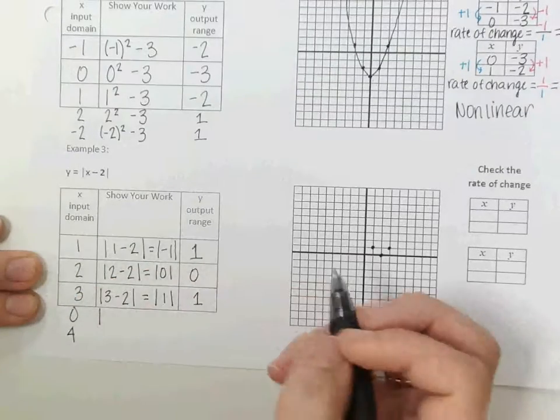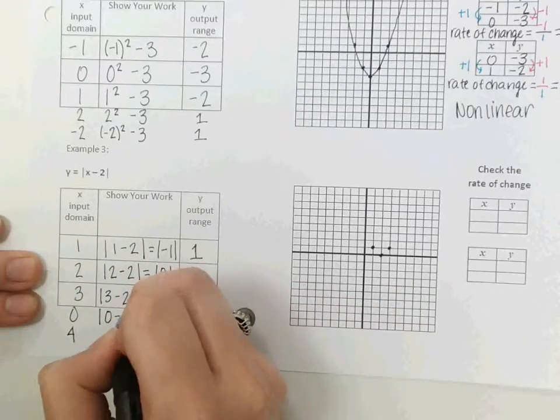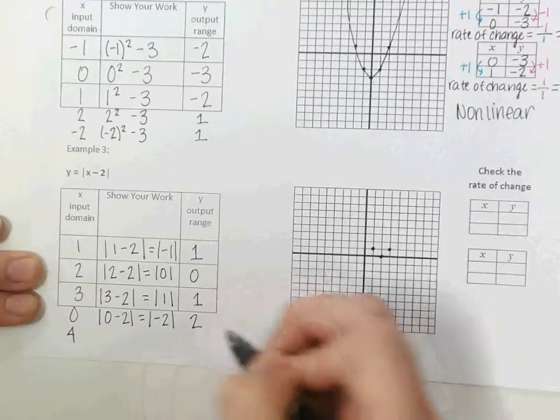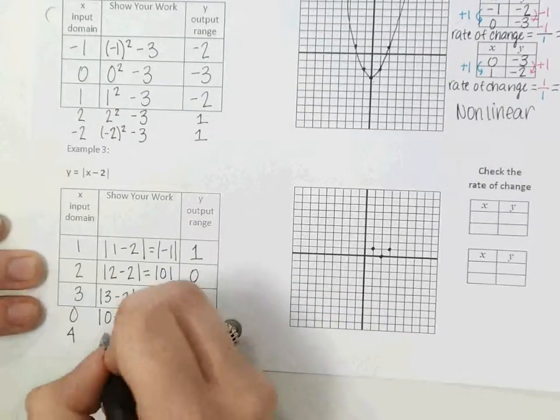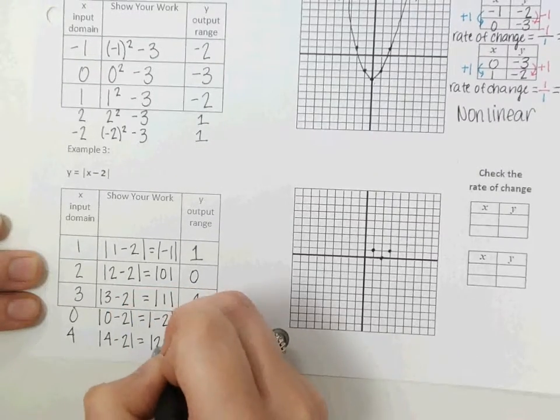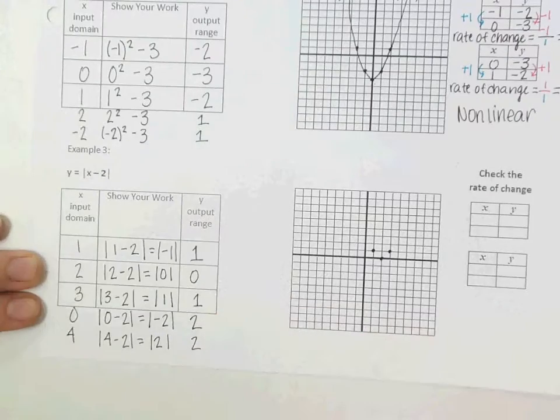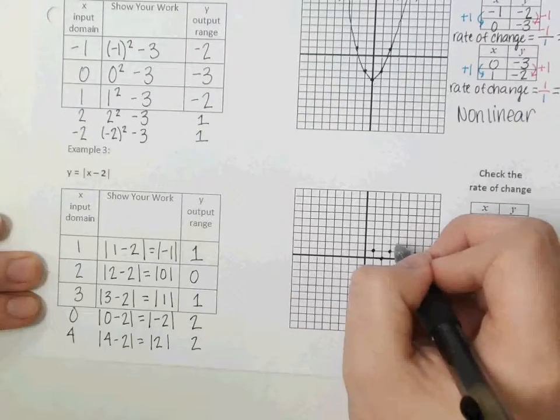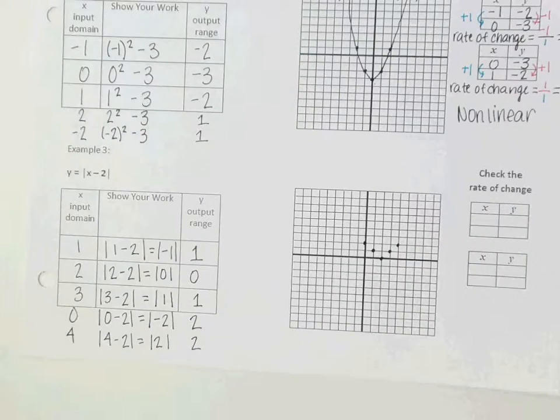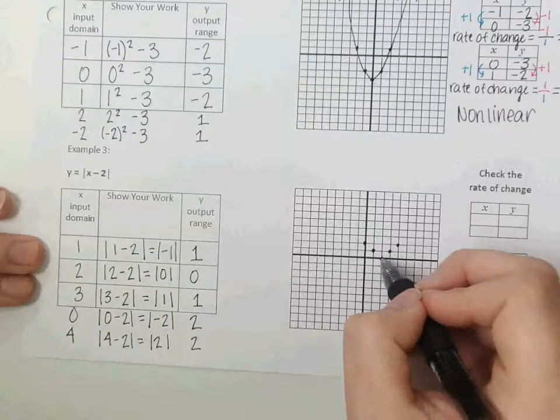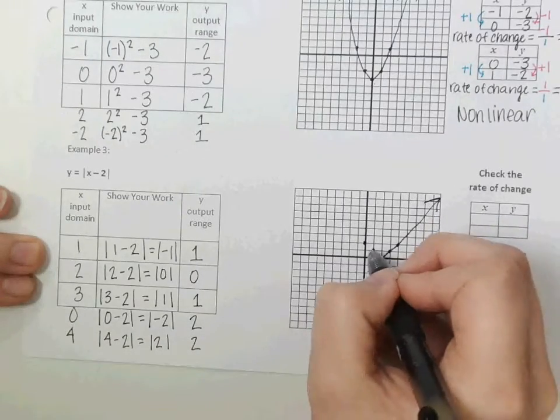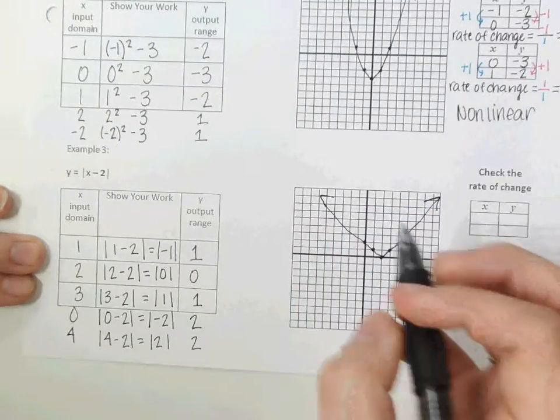So if I have the absolute value of 0 minus 2, that's the absolute value of negative 2, which is 2. And then if I plug in 4, we have the absolute value of 4 minus 2, which gives us an answer of 2. So if I were to graph these, I would add these points on here. And we can see that we start having this V shape. So we can go ahead and connect those and draw our V.